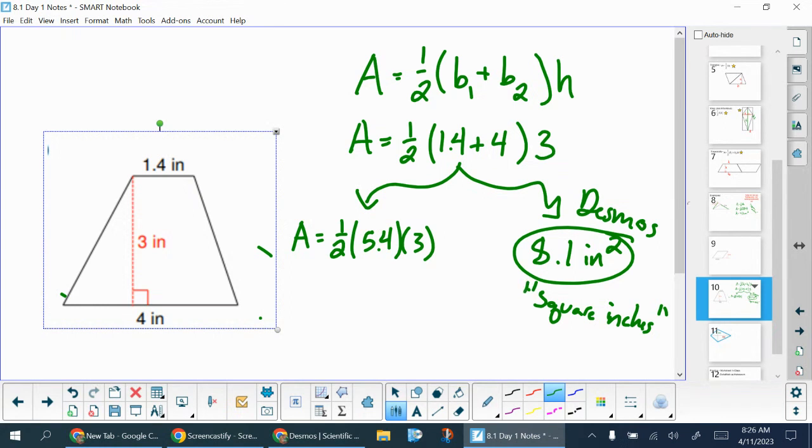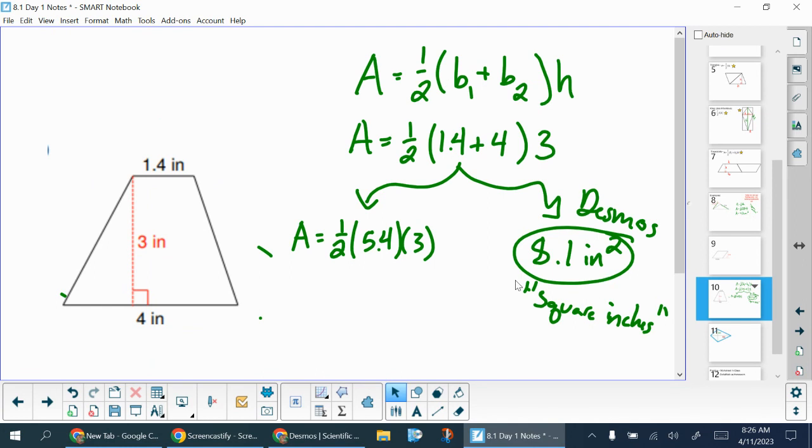And there you go. I'm not going to go ahead and do the rest of these, but the next video will be on what happens if we want to go backwards. What happens if I tell you the area, and now I want you to go back and actually find one of those missing dimensions. So we're going to add some algebra to this.